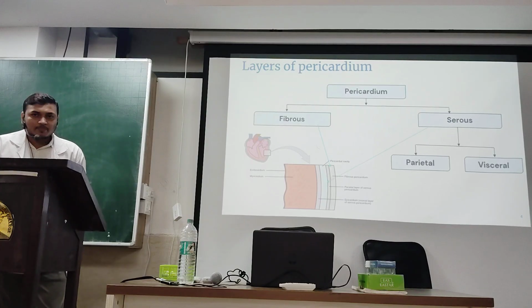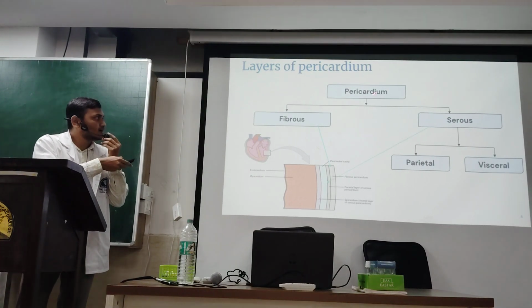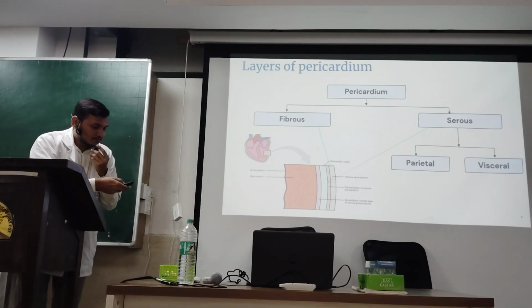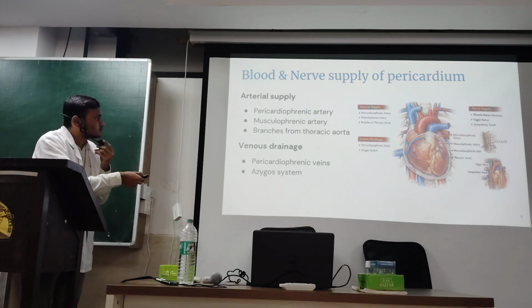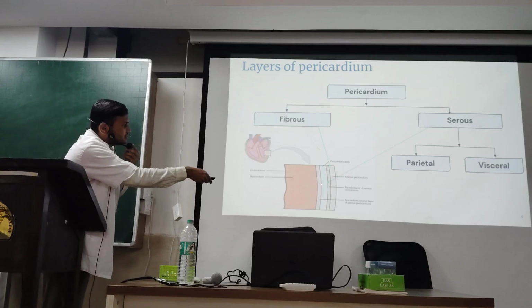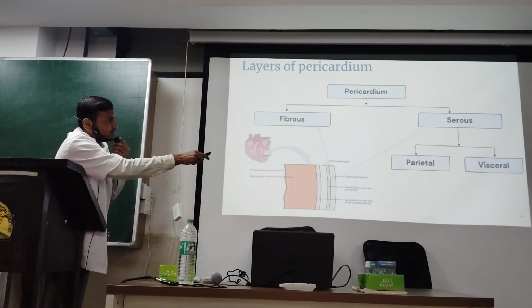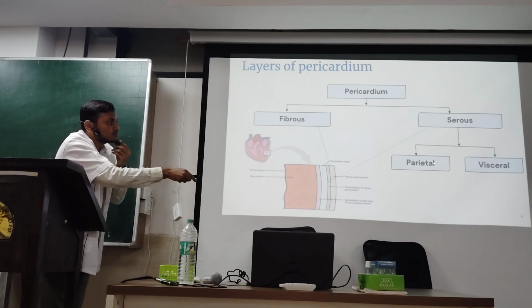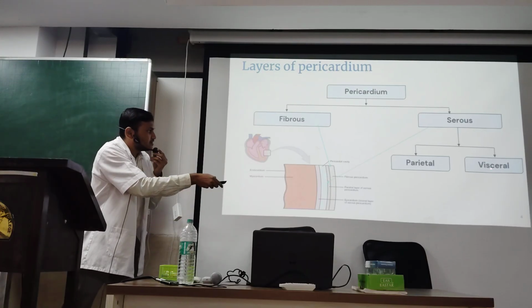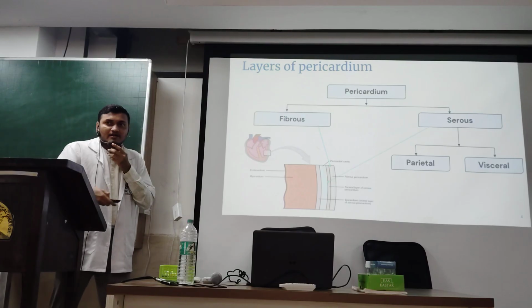So layers of pericardium. Pericardium is composed of two components. First is the fibrous pericardium, and second is the serous pericardium. So this one is the fibrous pericardium, and here you can see the serous pericardium. Serous pericardium is divided into two layers: the parietal pericardium and the visceral pericardium. The parietal pericardium is attached to the fibrous pericardium, and the visceral pericardium is adherent to the heart, and therefore it is also known as the epicardium.